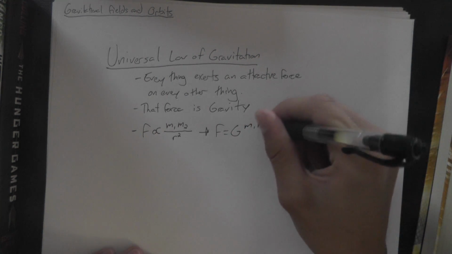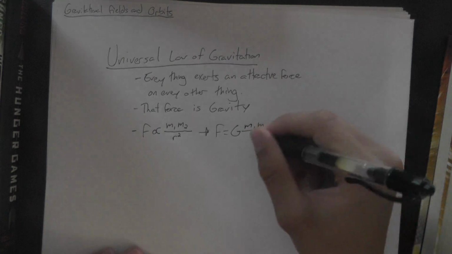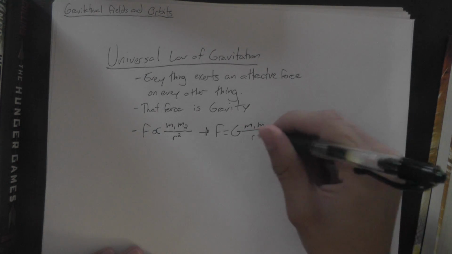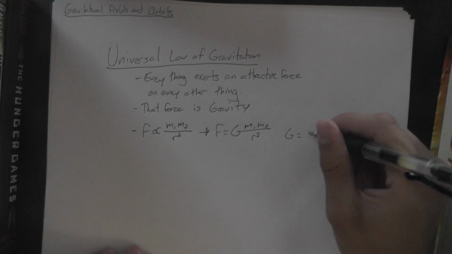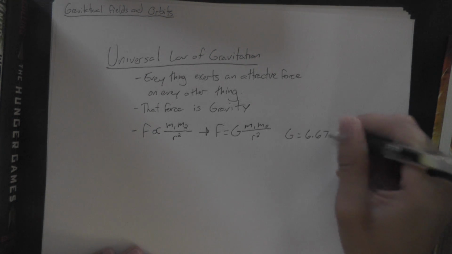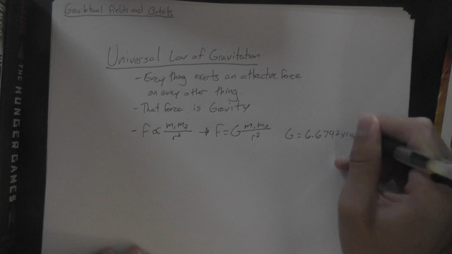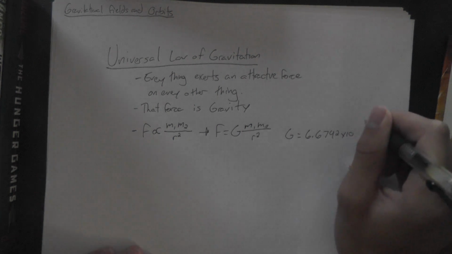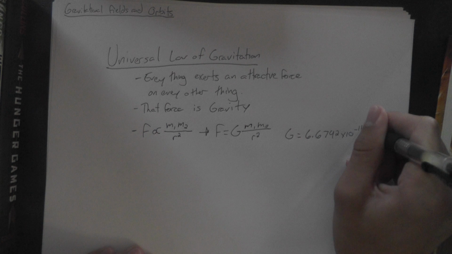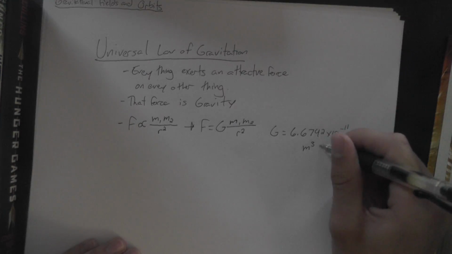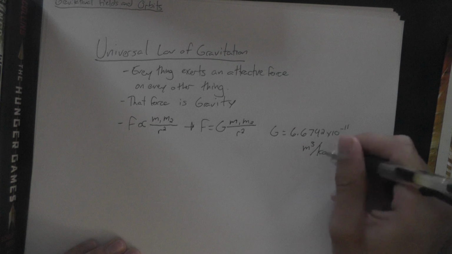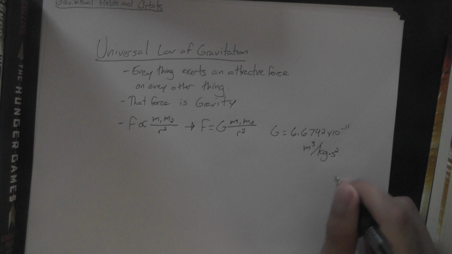So now we have the force between equals the gravitational constant times the product of the two masses over the distance between them squared. And the gravitational constant happens to equal 6.6742 times 10 to the negative 11th meters cubed per kilogram seconds squared. Now that's a weird unit.